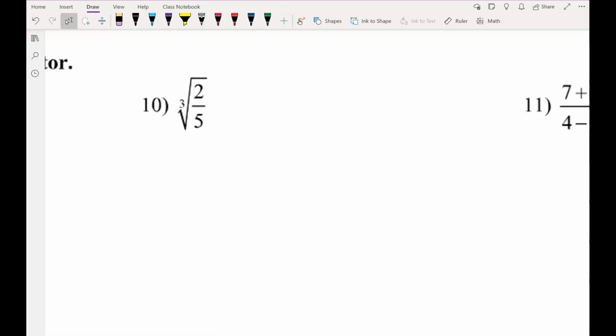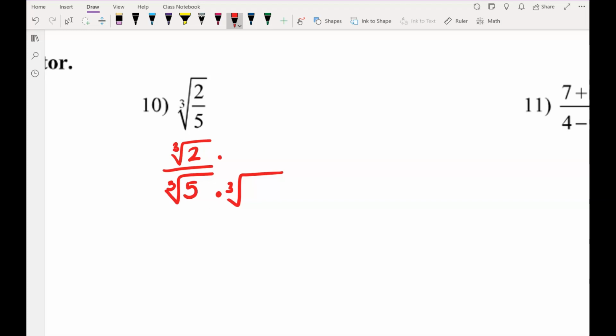Okay guys, example 10 is very similar, except now we have an index of 3. So an index of 3 meaning that we need 3 identical items to get it out of the radical. So currently we have 2/5 under the big cube root. So I'm going to rewrite this as a cube root of 2 divided by a cube root of 5. Well, I do not want to have the radical on the bottom. With an index of 3, meaning that we need 3 identical numbers or items to simplify out of the radical.